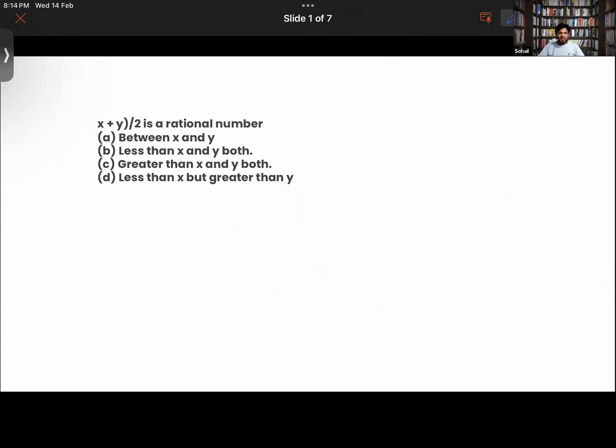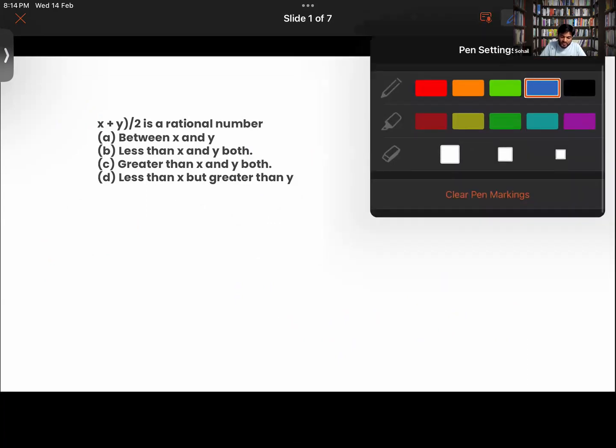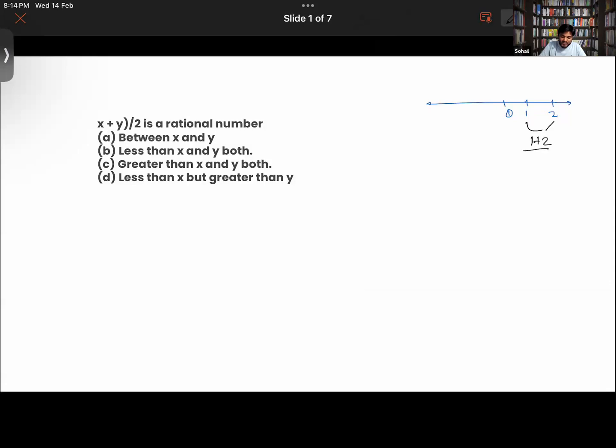So (x plus y) upon 2 is a rational number. As we studied on a number line, in order to find a rational number, you are given two rational numbers. For example, between 1 and 2 we have to find a rational number. So you simply add them, 1 plus 2, and then divide by 2. Similarly here the values were given as x plus y, so we'll be dividing by 2. And this will give you a value that lies between the two given rational numbers. So option A is the correct one. Getting it now? Whoever is getting option A, their answer is correct.